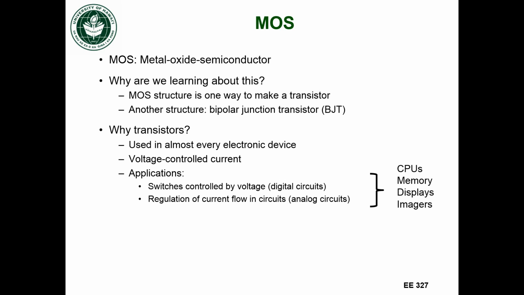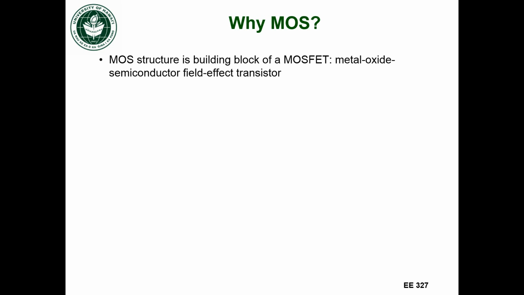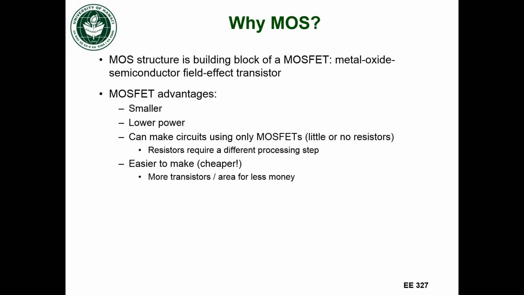These usages of the transistors and the function of a voltage controlled current source correspond to the MOSFET, the MOS transistor, as well as the BJT. So why are we going to learn MOS first? MOS, again, is the building block of the MOSFET, and the reason why we're learning MOS is because of how popular MOSFETs are.